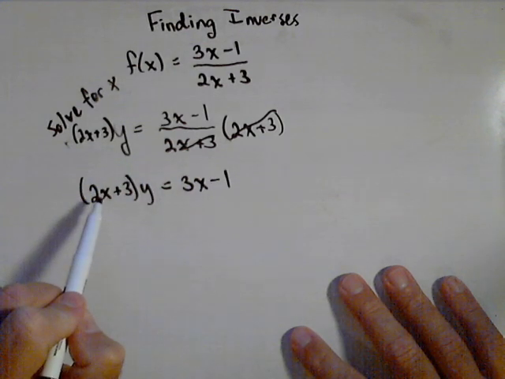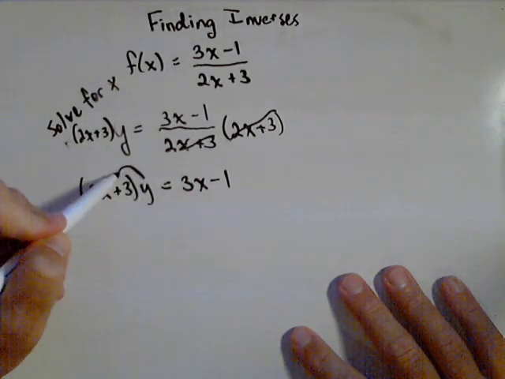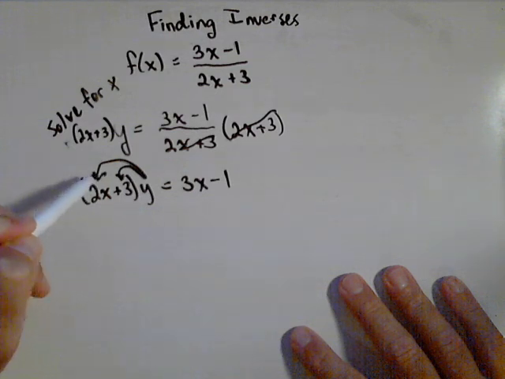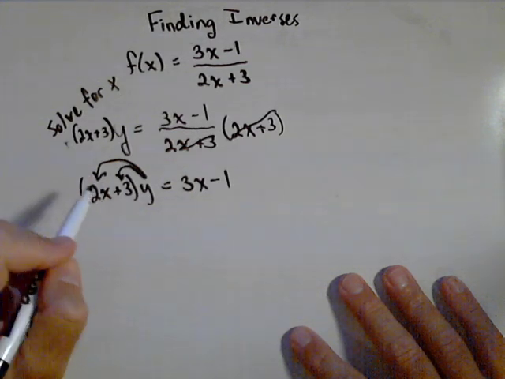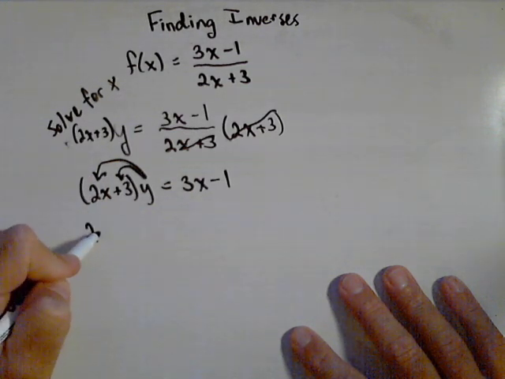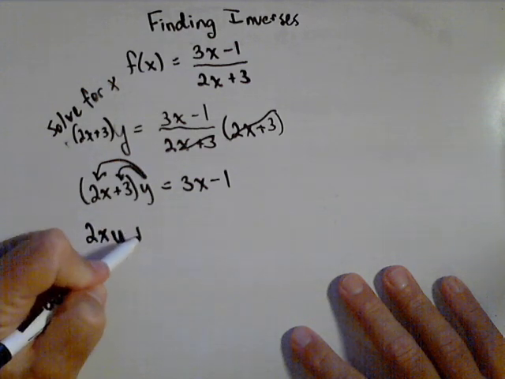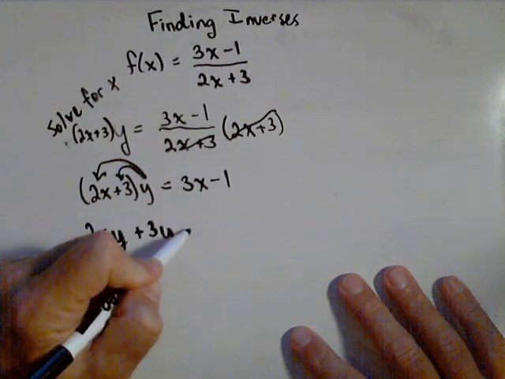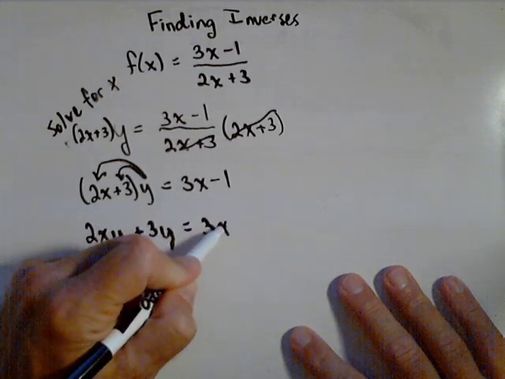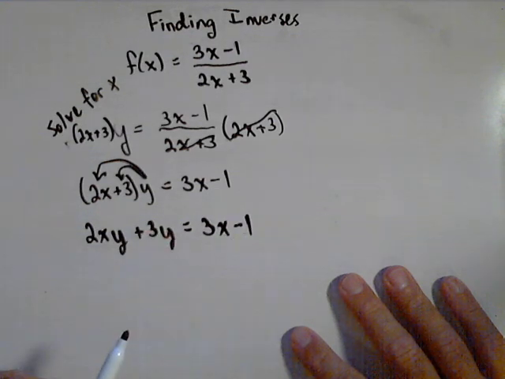I have x's on both sides. I need to get those terms with x in it on the same side. So I'm going to distribute this y to both terms. It's got to distribute over the parentheses. So 2xy plus 3y equals 3x minus 1.